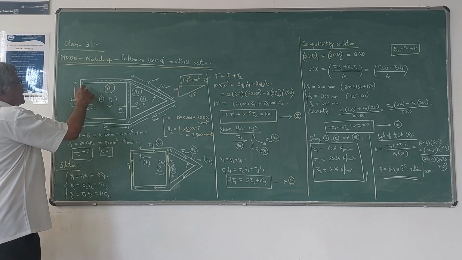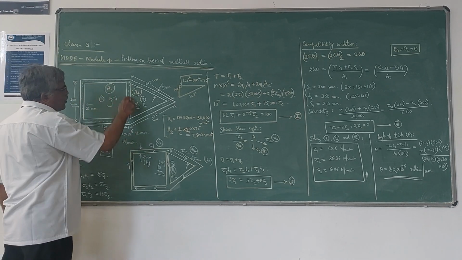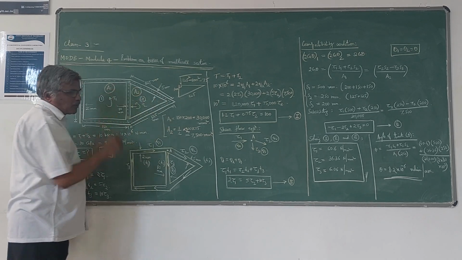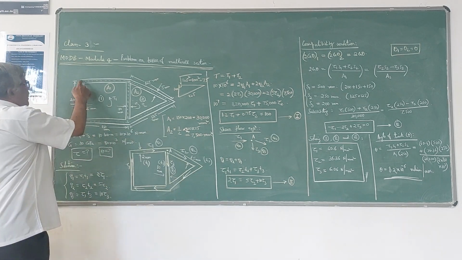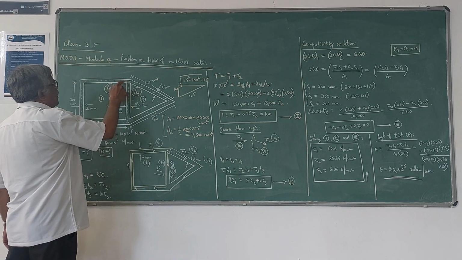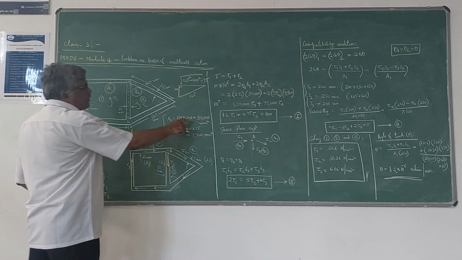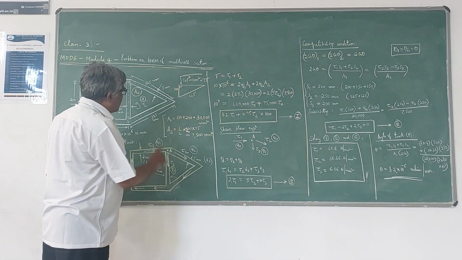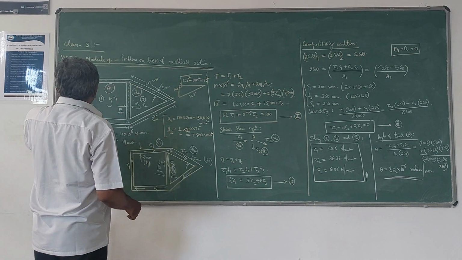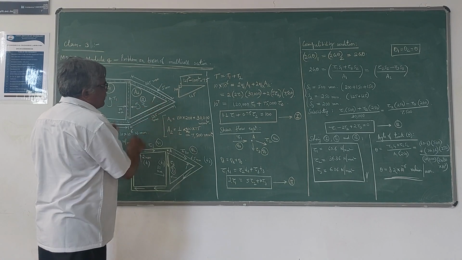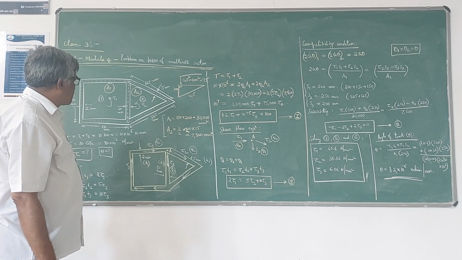And I will take the bounded area of the first cell as A1 and the bounded area of the second cell as A2. Now we can find out A1 and A2. A1 is the bounded area of the center line, which is 200 into 150, which becomes 30,000 millimeter square, and A2 is the area of this triangle. So half into base 200 and height 75, that is 7,500 millimeter square, A2.